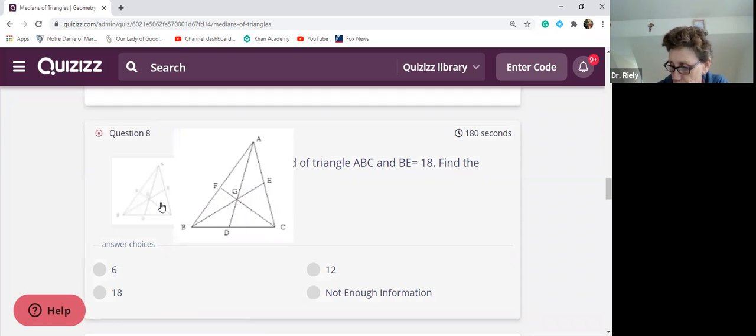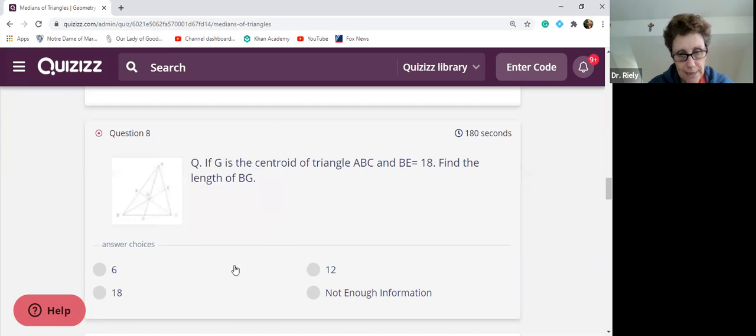So BG is 2/3 of 18. Okay, so 2 times 18 is 36. 36 divided by 3 equals 12. I'm doing these calculations on paper as I speak. You should be doing the same. Okay, so my answer is that 12 is the length of BG.